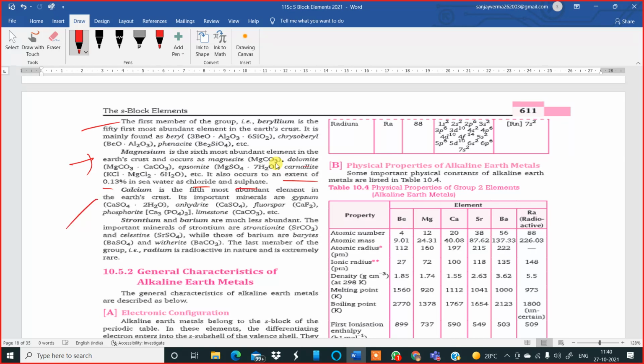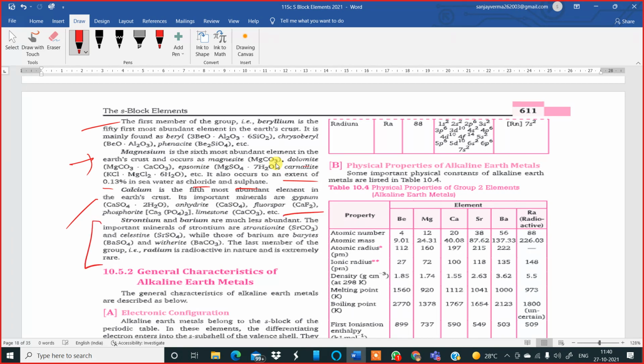The next element is calcium, the fifth most abundant element in the crust of the earth. Magnesium and calcium are almost similar. Now it is important: its important minerals are gypsum, that is calcium sulfate dihydrate, or anhydrite, calcium sulfate; fluorspar, that is calcium fluoride; phosphorite, that is calcium phosphate; and limestone, that is calcium carbonate.